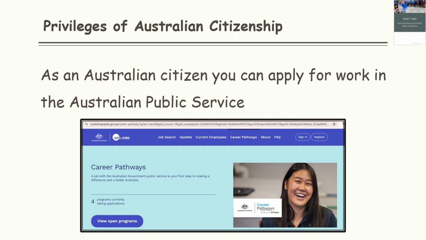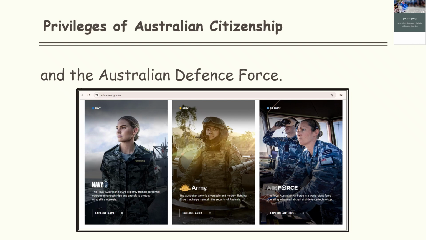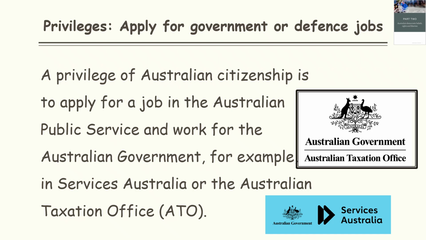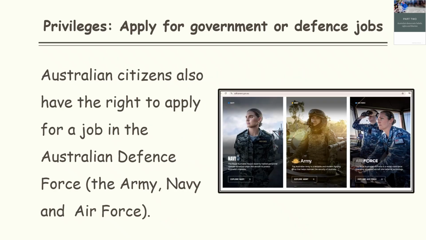Let's have a look at the privileges of Australian citizenship. As an Australian citizen, you can apply for work in the Australian Public Service and the Australian Defence Force. A privilege of Australian citizenship is to apply for a job in the Australian Public Service and work for the Australian government, for example, in Services Australia or the Australian Taxation Office, or ATO. Australian citizens also have the right to apply for a job in the Australian Defence Force, the Army, Navy, and Air Force.